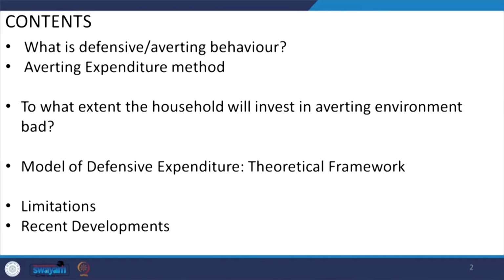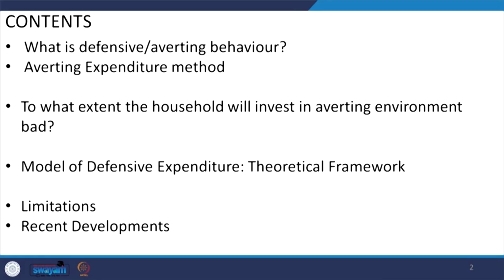In the household production method we will be talking about two different types of methods. The first one is the averting expenditure method, which is also known as the defensive expenditure method, and second we will be discussing the travel cost method. Under this averting expenditure method we will be defining its meaning, and then we will be talking about the different examples where we can use averting expenditure.